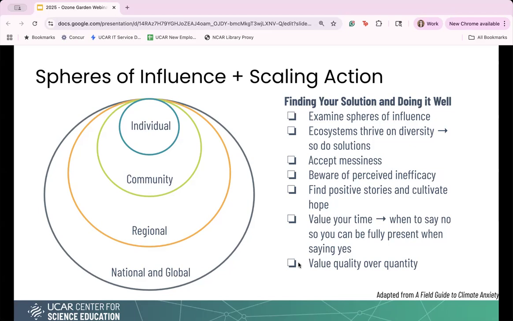And this information comes from this great book. I adapted it from this book, A Field Guide to Climate Anxiety. I have it right here. It's a really good resource for thinking about how we talk about how we can take action.